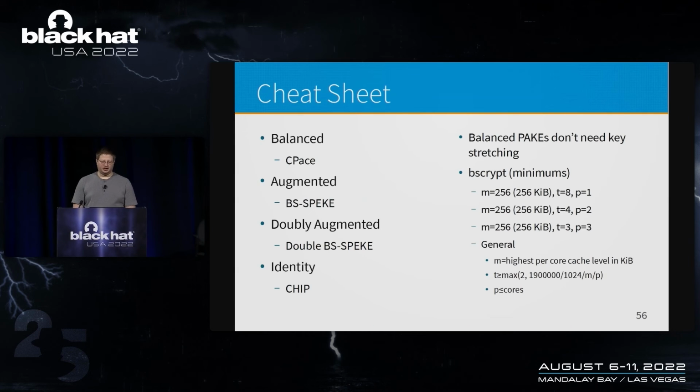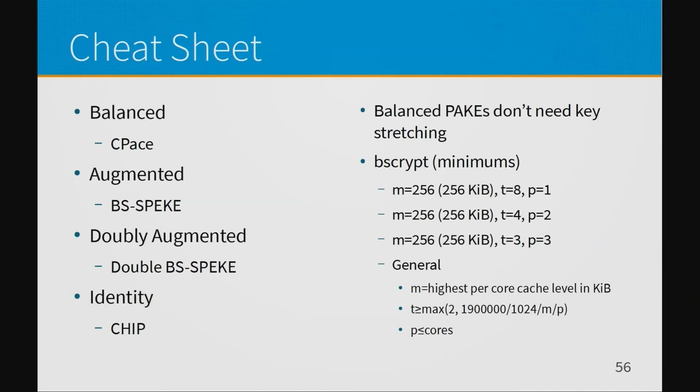So, cheat sheet. These are all the correct answers according to me. BS-speak, double BS-speak, those are actually algorithms that I came up with. Basically, it's just hide the generator with hiding the salt, and Noise KN and then Noise KK, well, 3DH. And then use CHIP if you need an identity PAKE. So balanced PAKEs don't need key stretching. And then bcrypt minimums are there.